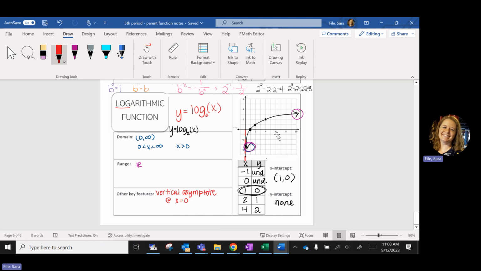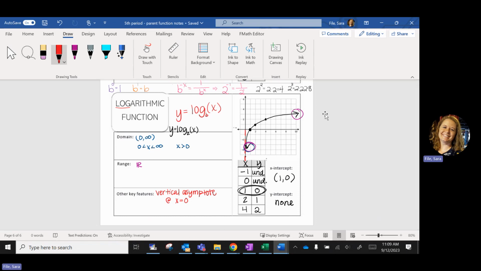Now, other key features would be things like maximums or minimums of your graph, or a vertex, or maybe an axis of symmetry line. This function doesn't have any of those. Remember, a vertex is where a graph changes behavior, like it goes from increasing to decreasing or decreasing to increasing, like it turns. Okay, this graph veers off to the right, but if we trace it, it's always increasing, isn't it? Keeps increasing forever. So there's no change in behavior or change in direction. So there's no vertex here.